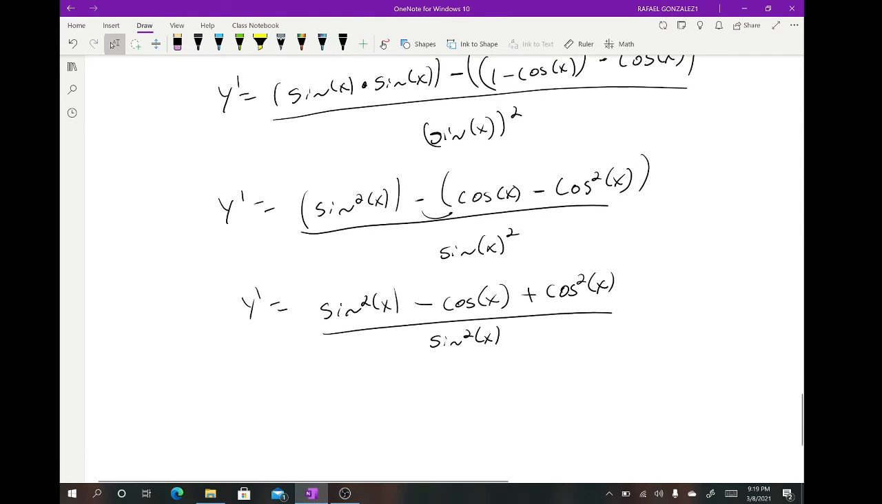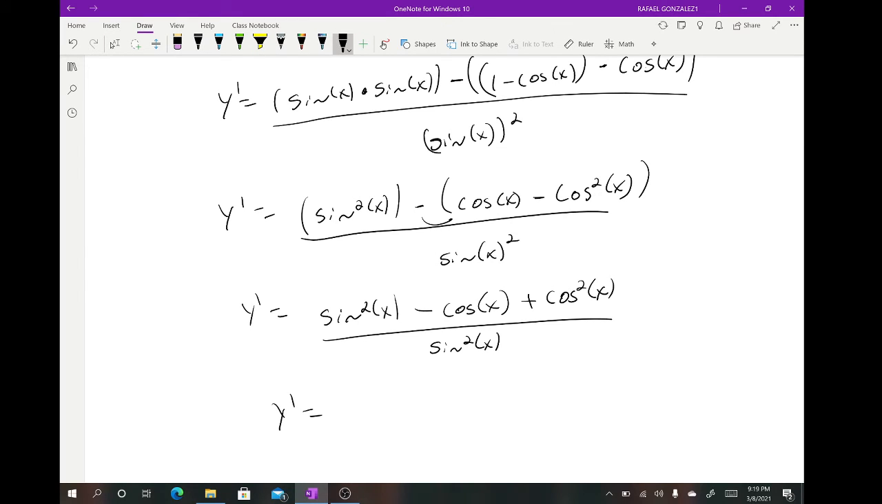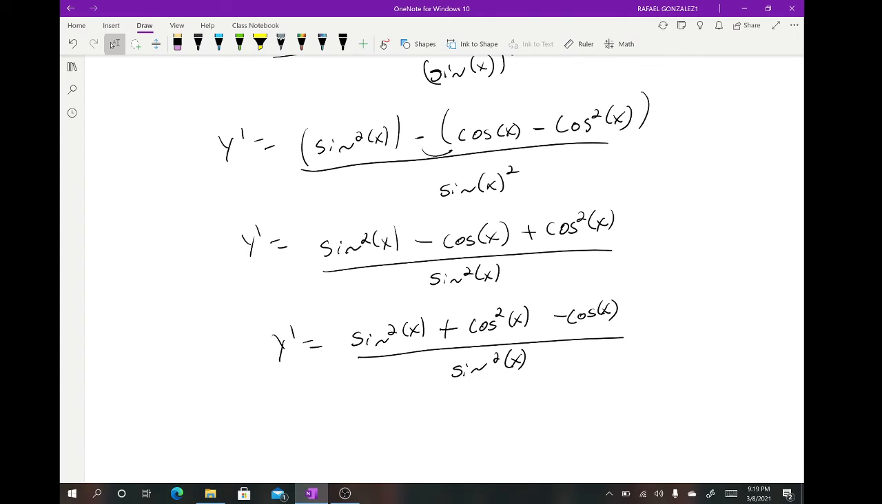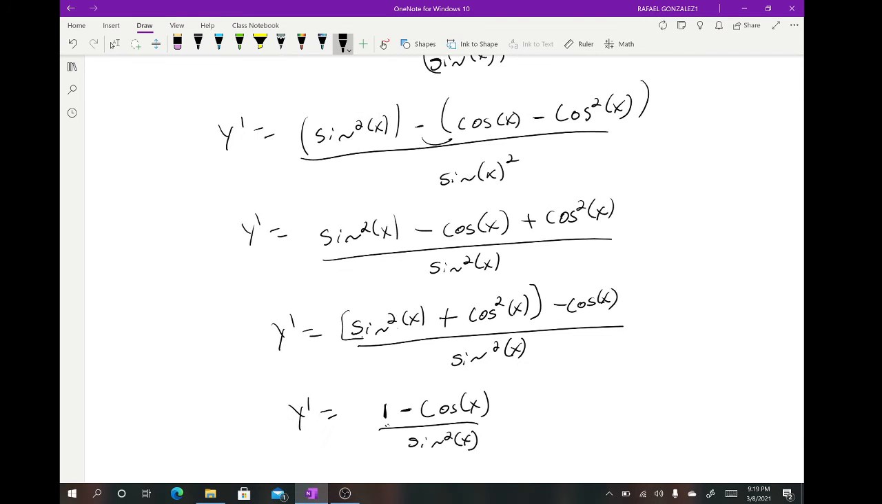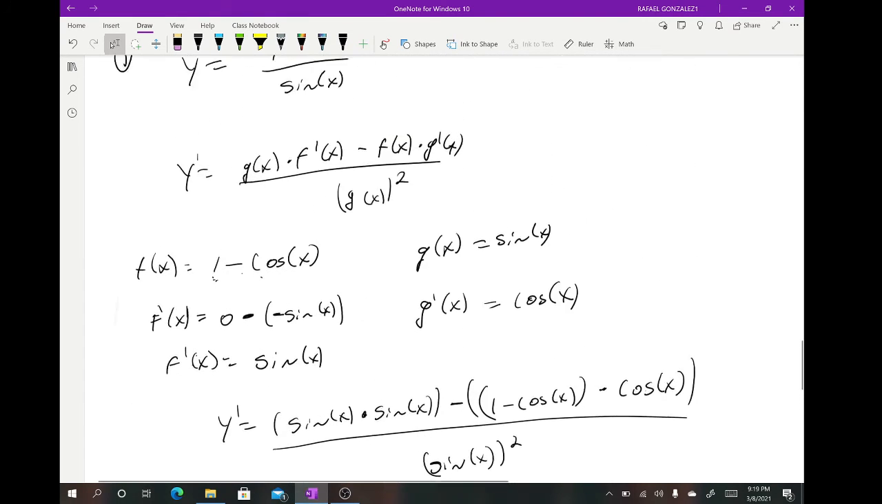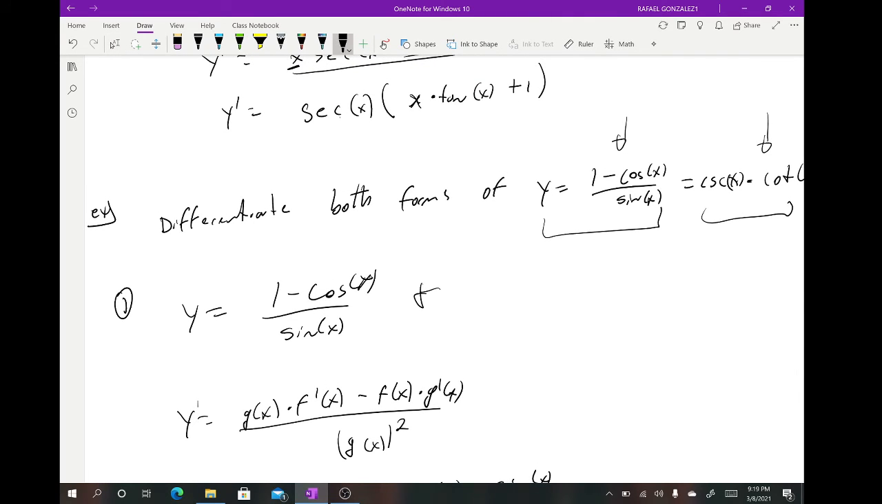But remember, we could rearrange the numerator now. So if we rearranged it, we could write this as sine square x plus cosine square x minus cosine of x over sine square x. And once again, we have sine square x plus cosine square x, that's just going to be 1. So we have 1 minus cosine of x in the top, divided by sine square x. So that's the derivative of the first piece of this fraction.